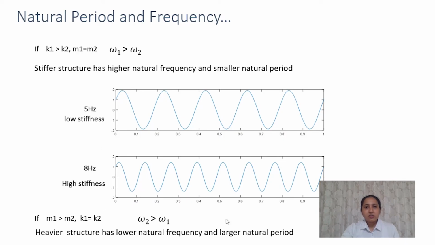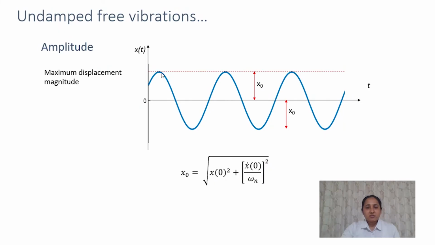So this will help in understanding some systems. Now let's look at the amplitude of our vibration. By amplitude, we mean the maximum displacement magnitude of this vibration. In this, we have no damping, so there's no decay in this vibration with time. So our amplitude will be constant throughout. This value, this x0, is known as the amplitude of the vibration.